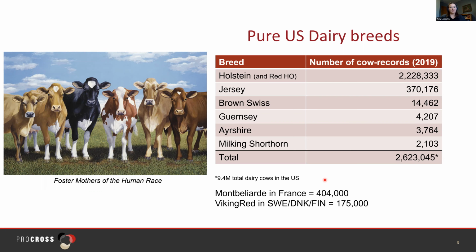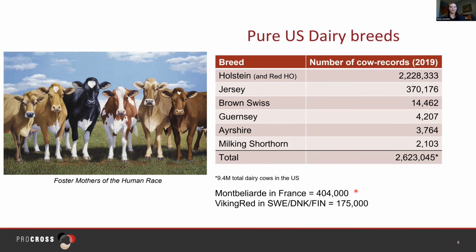And with our total population being 9.4 million cows in the US, that's a pretty small proportion contributing to genetic progress. You'll see much higher rates on DHIA when you go to other countries in the world. Let's compare that to the other two breeds used in ProCROSS.